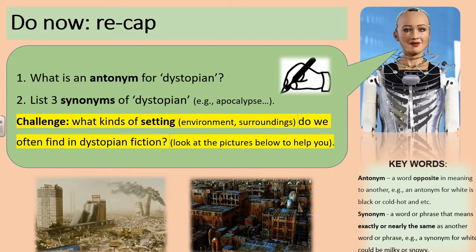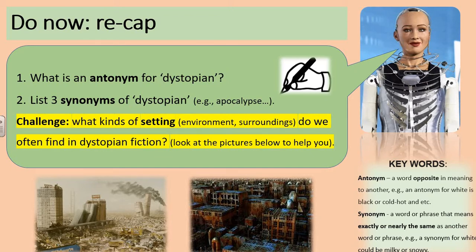We looked at that in last lesson. Or maybe even lesson 1. I think it was lesson 1. Your second question is to think of 3 synonyms or words that are similar to dystopian. And then if you'd like to have a go at the challenge, what kinds of settings can you think of, so environments, surroundings, that we associate with dystopian fiction? Maybe have a quick look at the images below, just as a guide to give you somewhere to start. So pause the video now, 5 minutes, having a think about those 3 questions, and then restart.